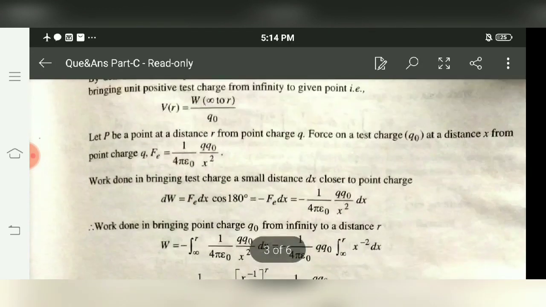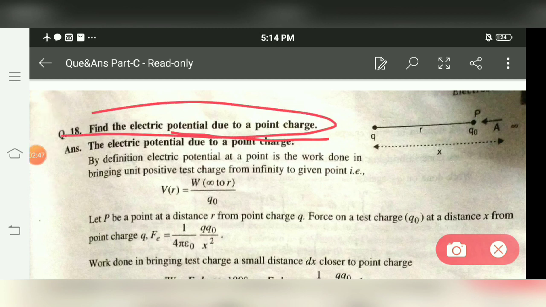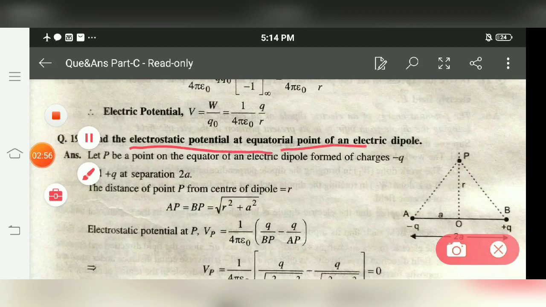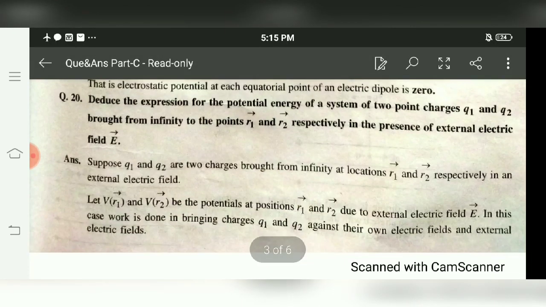Next question is actually a topic that we have already covered. The next few questions are topics we already discussed, like the derivation of electric potential due to a point charge, now in question form. Find the electric potential due to a point charge. So you can do it from there also. Next, we already did the potential at the equatorial point or axial point of an electric dipole, that you have to do by yourself.